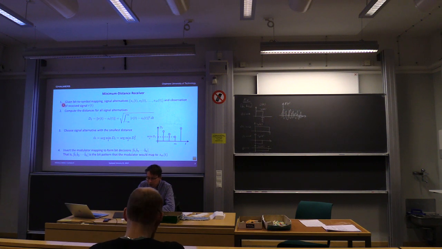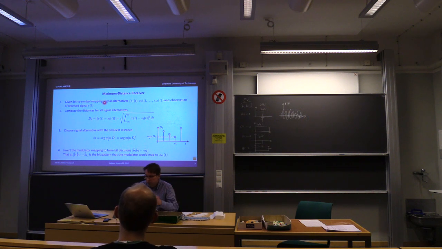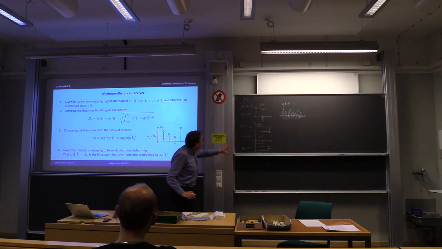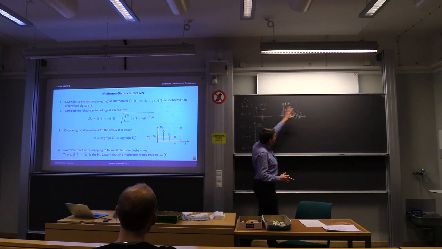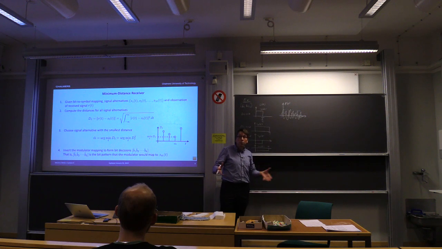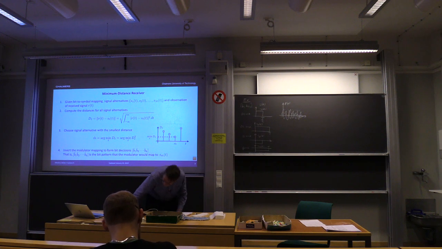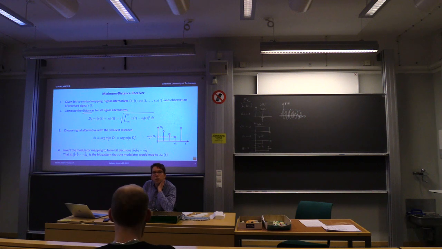The first step is that given the bit to symbol mapping, we know that. The signal alternatives, we know that. And the received signal. So basically, we know everything here on the blackboard. So this is the input to the algorithm. Number two, we compute distances between the received signal, R, and all possible signal alternatives, S_L for L equals 1, 2, 3, up to capital M.